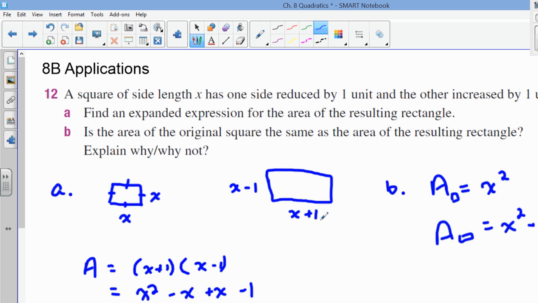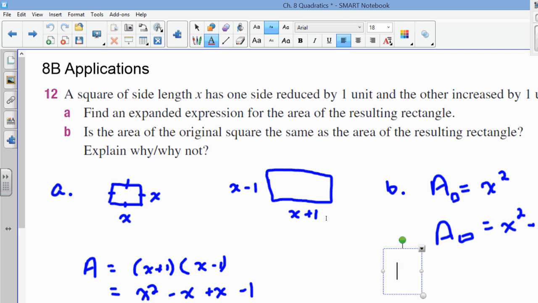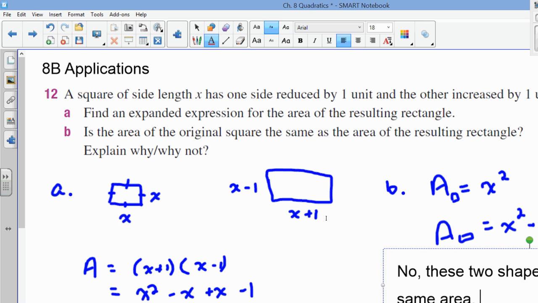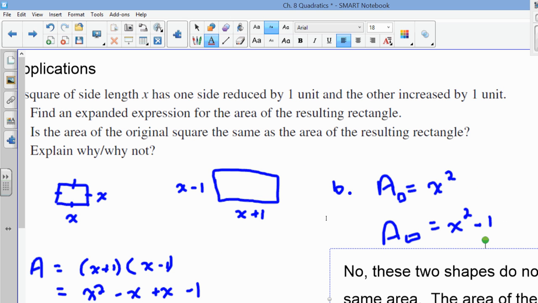All right, so we would have to answer by saying no, these two shapes do not have the same area. The area of the resulting rectangle is 1 less unit than the square. 1 less squared unit, we'll say. All right? So we do actually have to write out a full answer for that and explain why or why not. So we have to explain why they are not the same area.